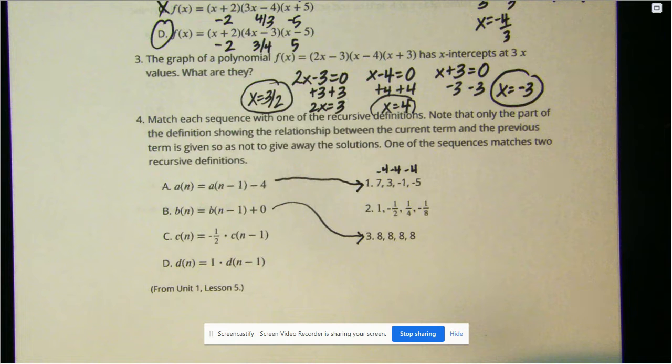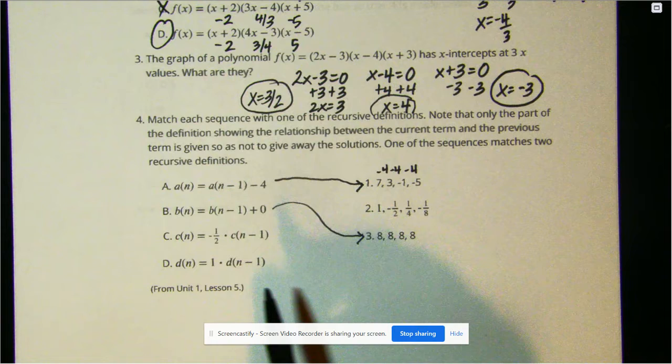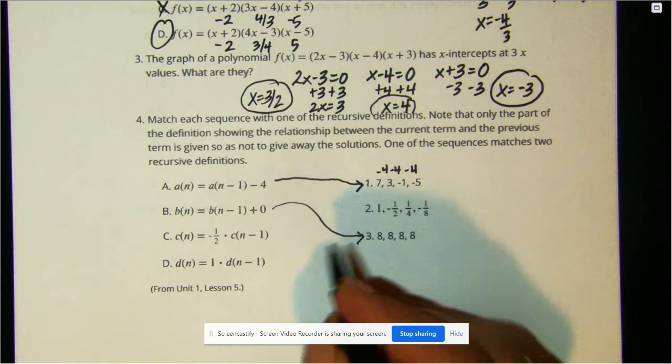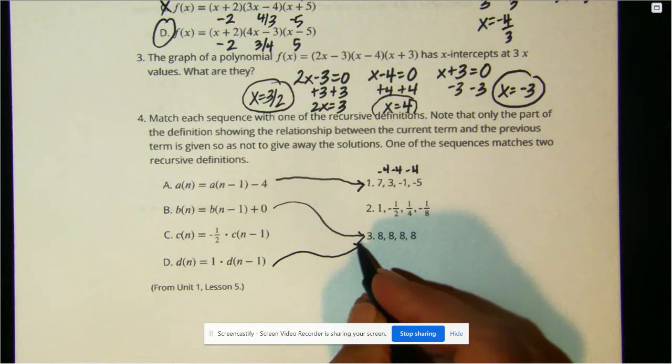And then one of the sequences matches. Oh, I see. Very sneaky. This one would also work because you're just timesing. What's 8 times 1? 8. So that one works for that one.